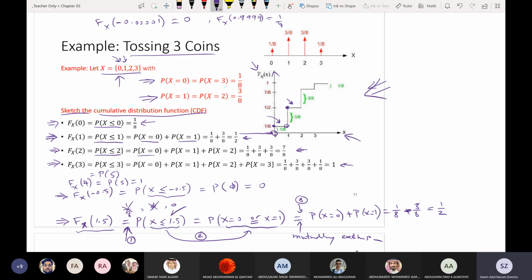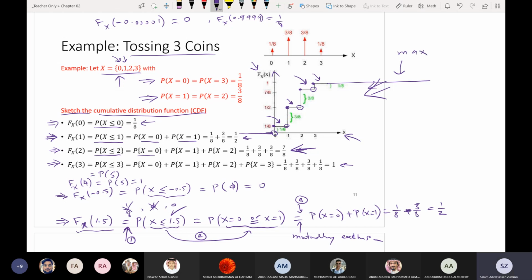And it continues to be half until we reach 2. Before 2, it continues to be half. Once we touch 2, it becomes what? 7 over 8. And it continues to be 7 over 8 until we approach 3. It becomes 1 once we touch 3, and it continues to be 1 forever. It cannot be more than 1; this is the maximum.